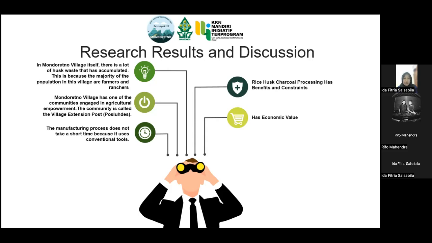Poludes also provides services in developing rural farmers' businesses. At the village level, it can act as a village community institution that supports all aspects of agricultural community empowerment activities in rural areas.